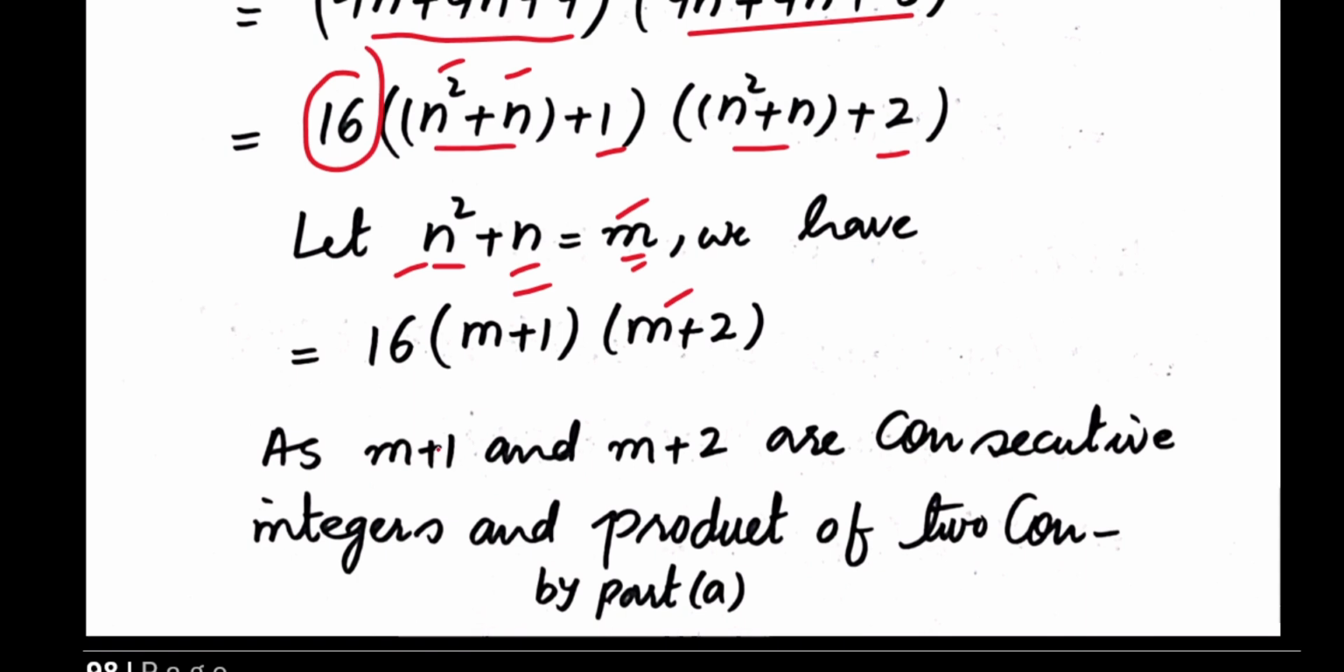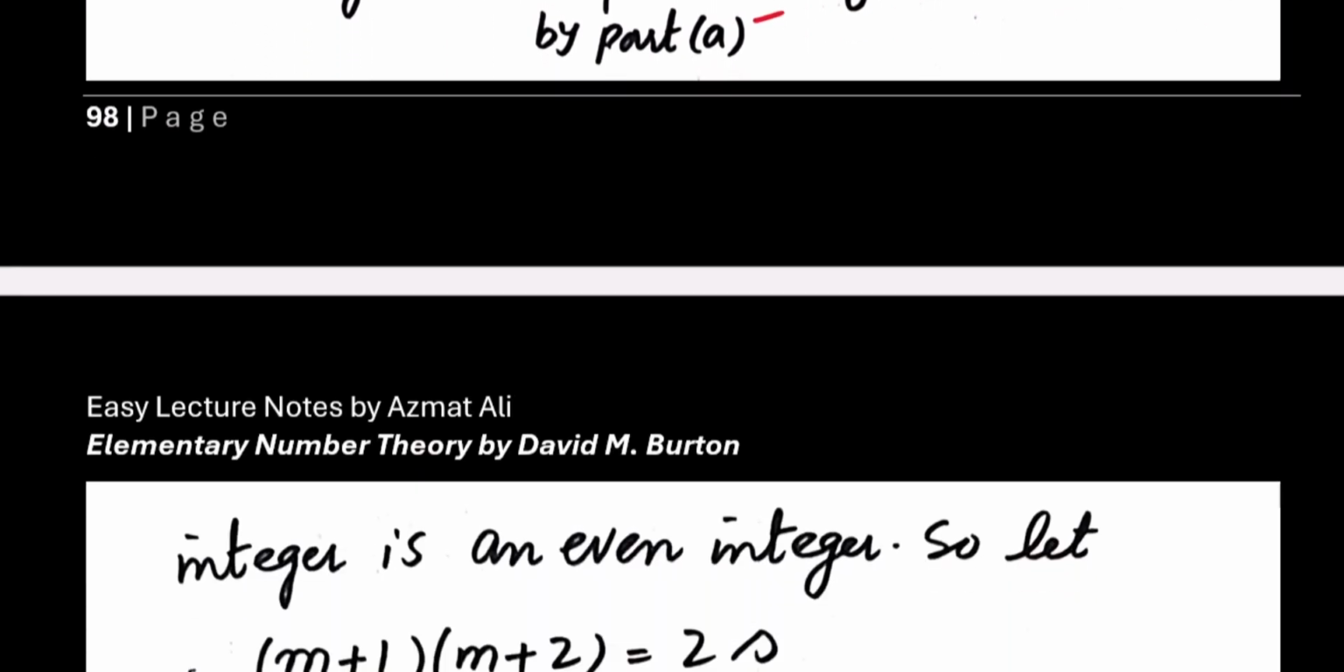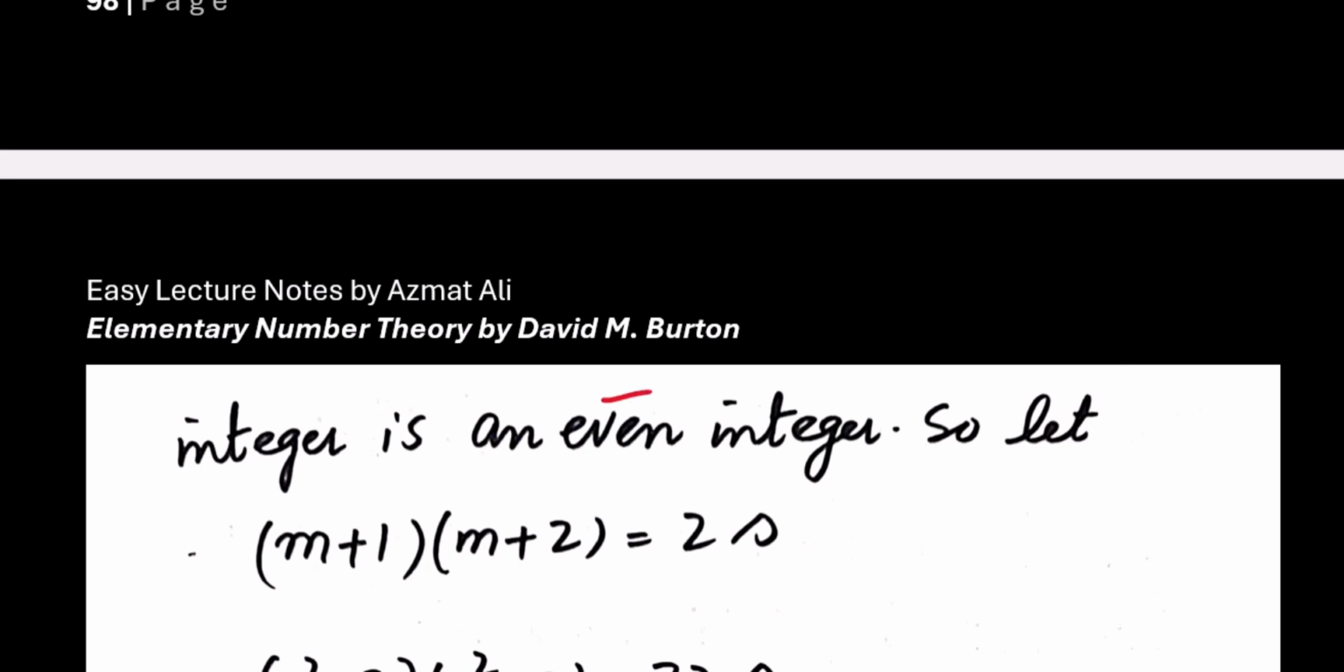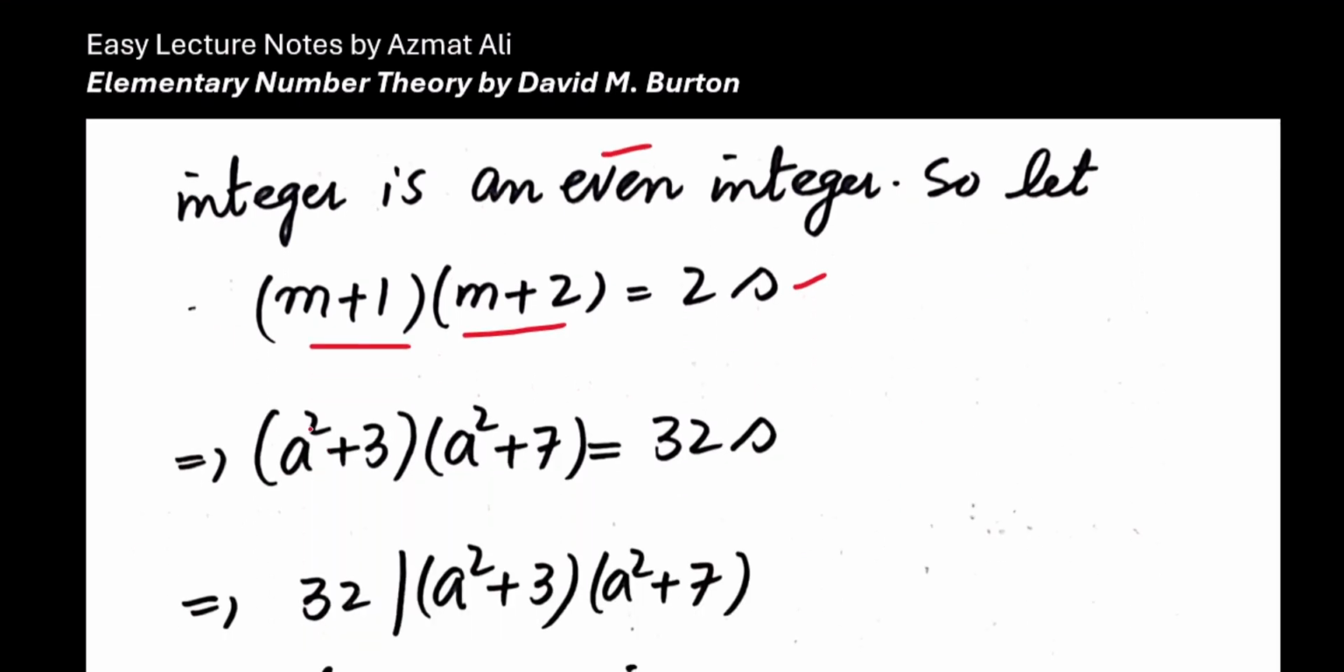As m plus 1 and m plus 2 are consecutive integers, and the product of two consecutive integers is always an even integer, let this product m plus 1 into m plus 2 be equal to 2s. So this becomes a square plus 3 into a square plus 7 equal to 32s, and that shows 32 divides a square plus 3, a square plus 7.